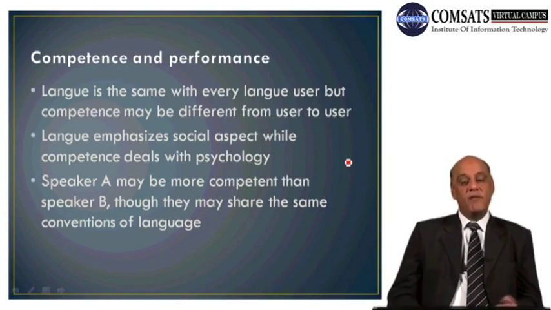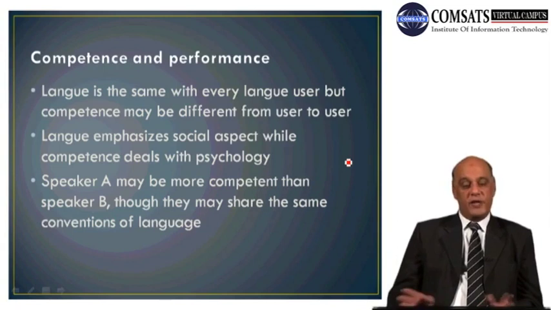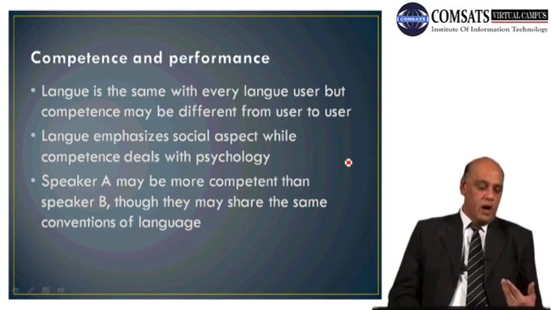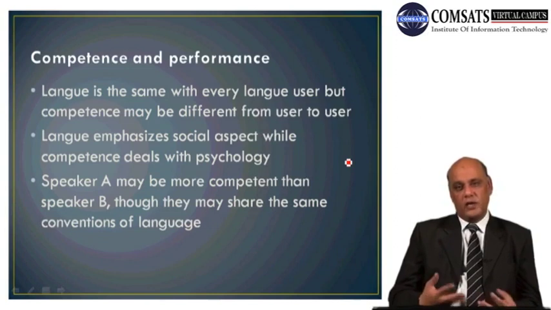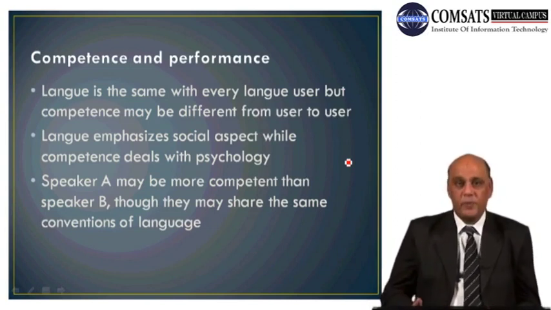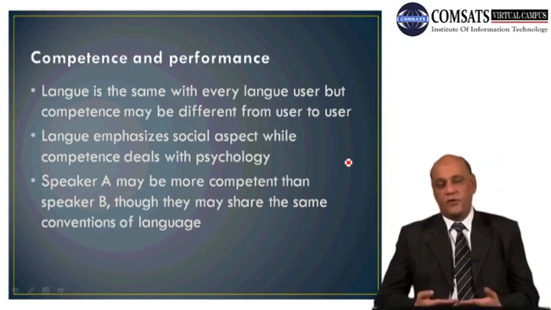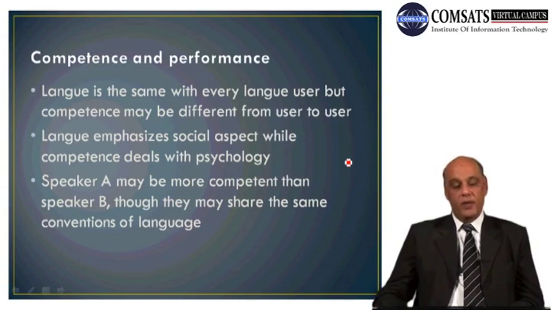So Langue basically emphasizes the social aspect, while competence deals with psychology. Now here is the point which differentiates both: Langue basically emphasizes the social aspect, how the rules are set and how those rules are used to produce parole, which is different in different situations. But competence basically deals with psychology.